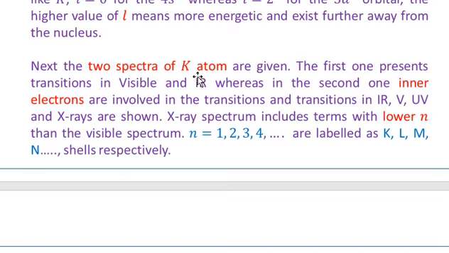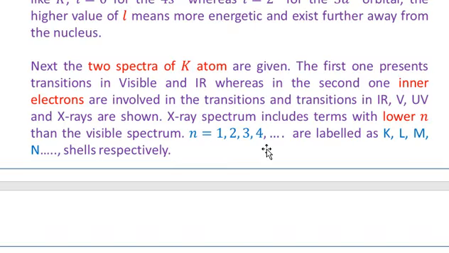Next, the two spectra of the potassium atom are given. The first one presents the transitions in the visible and IR, whereas in the second one, inner electrons are involved in the transitions, and the transitions in the IR, the visible, the UV, and the X-ray are shown. The X-ray spectrum includes terms with lower n than the visible spectrum.